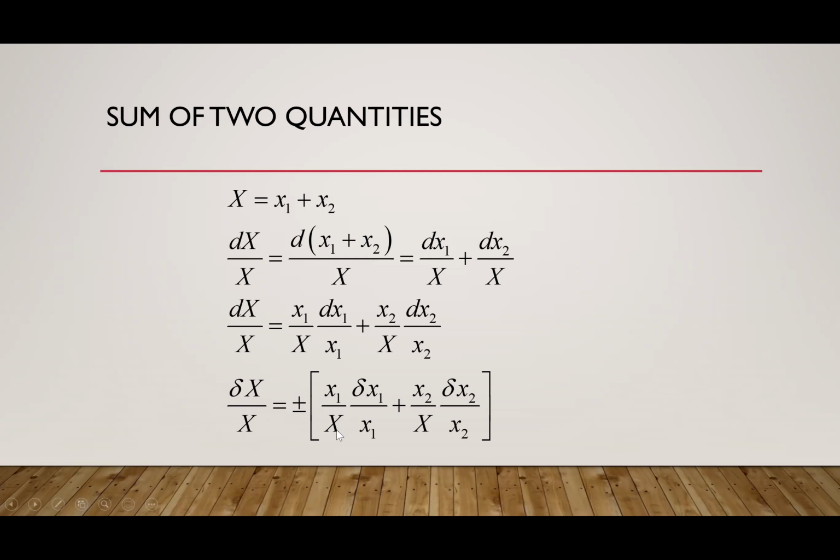So here x1 is the measured value of x1. Capital X is the final value measured. And delta x1 upon x1 is the relative limiting error of x1. Similarly over here, delta x2 upon x2 is the relative limiting error of x2. These quantities are known to us. So with the help of this, we can find out what could be the maximum possible relative limiting error in the final quantity capital X.